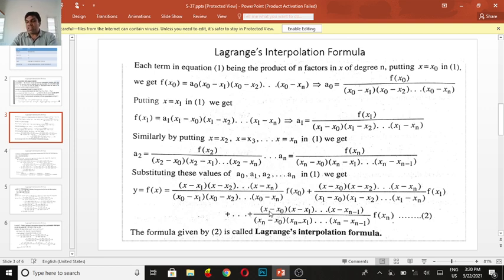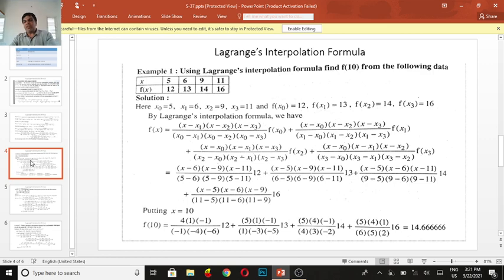Similarly, x minus x naught, x minus x1, etc., x minus xn minus 1 divided by xn minus x naught, xn minus x1, etc., xn minus xn minus 1 into f of xn. So we clearly observe this in the Lagrange's formula. We come to the problem using the Lagrange's interpolation formula.